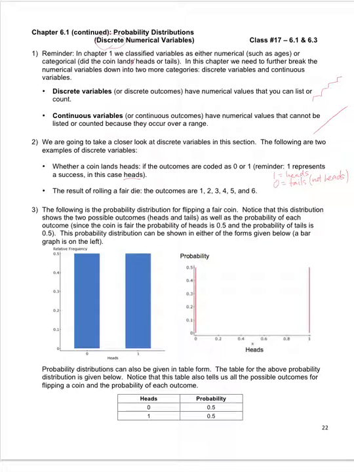All right, and the result of rolling a fair die is another example. And in this case, the outcomes are 1, 2, 3, 4, 5, and 6. And fair means that all 6 of these outcomes are equally likely. If they weren't fair, then we might have one of these outcomes occurring more often than the others.